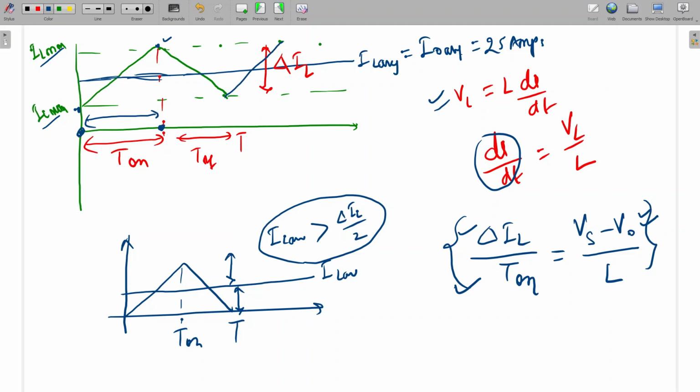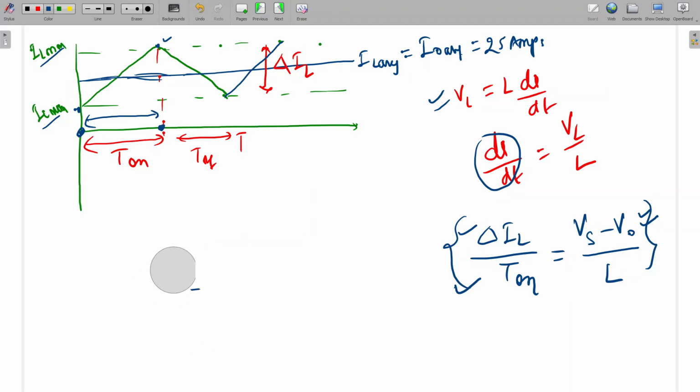So I am going to calculate the delta IL value to see whether it will be continuous or discontinuous. Already this I naught is 25 ampere, this average value. Delta IL we can calculate from this. Delta IL is equal to Vs minus V naught, which is 15 minus 10, so 5, divided by L, which is 5 micro Henry, into T on, which is 4 micro. So delta IL will be 4. The ripple current will be 4.